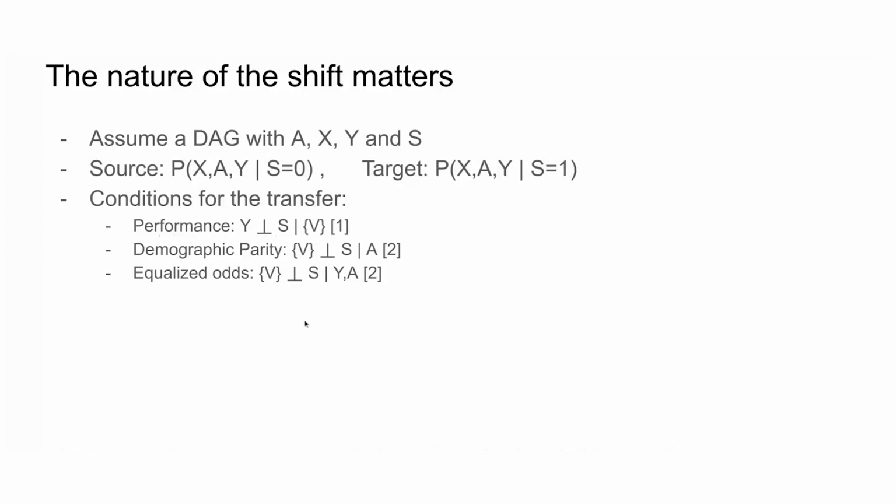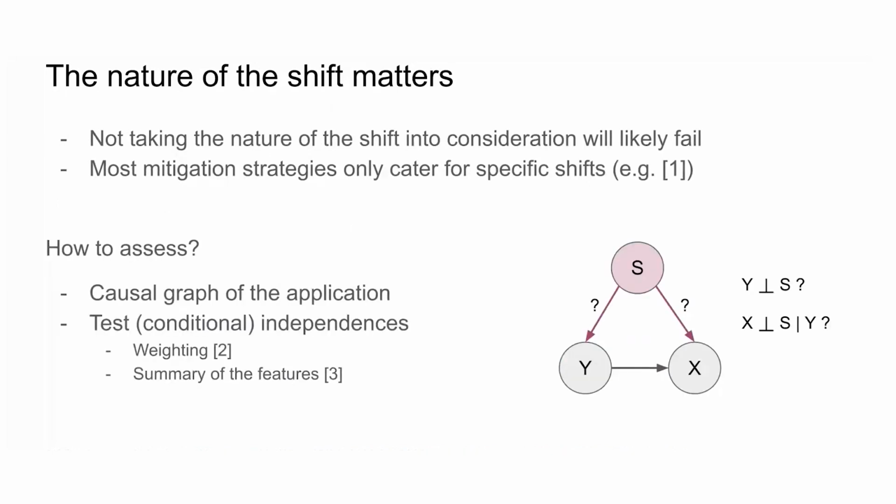So basically, if we think in terms of the relationships between these 4 variables, what we need when we see those conditions is that there are some arrows that are missing between each of them. Basically, in this paper, we try to provide an experimental way to assess the nature of the shift, because most strategies for mitigating only cater for specific shifts.